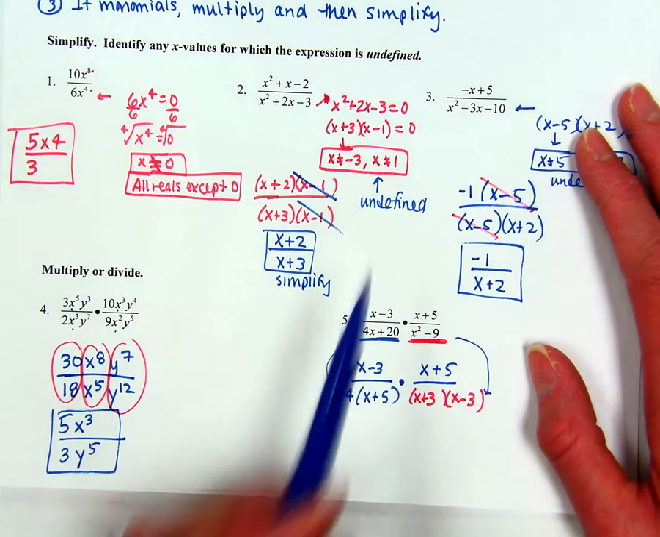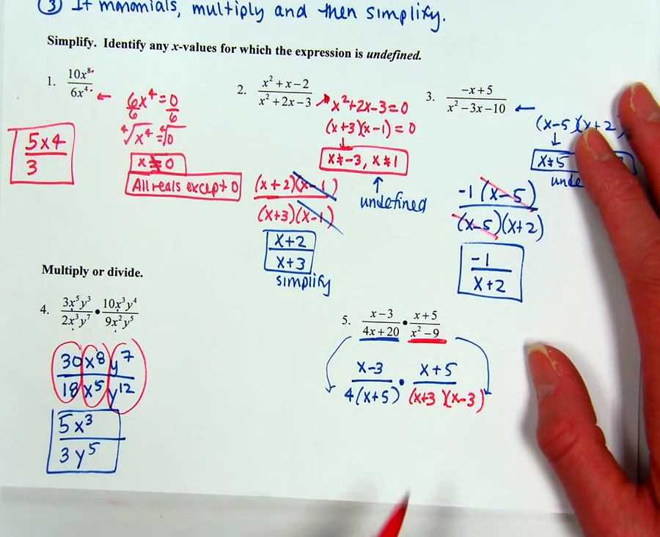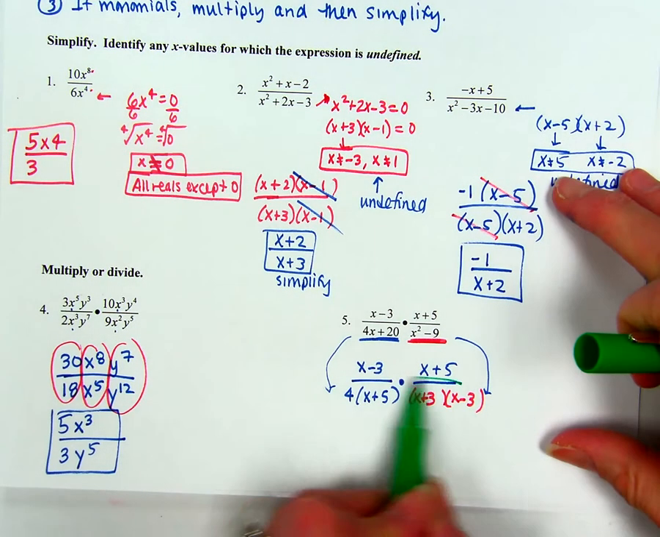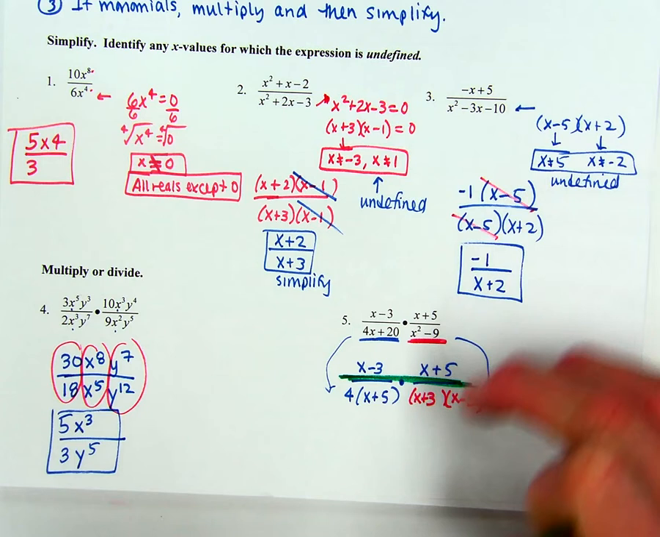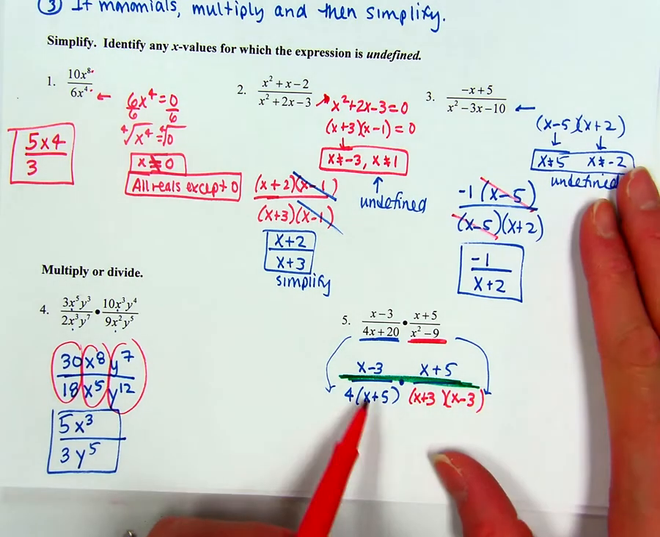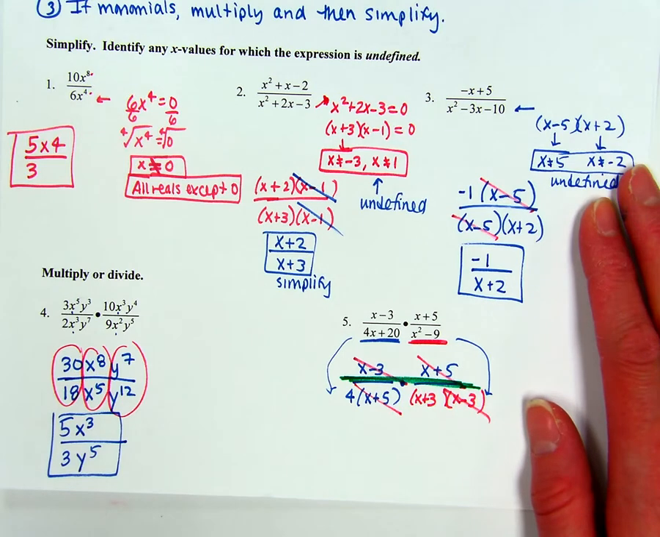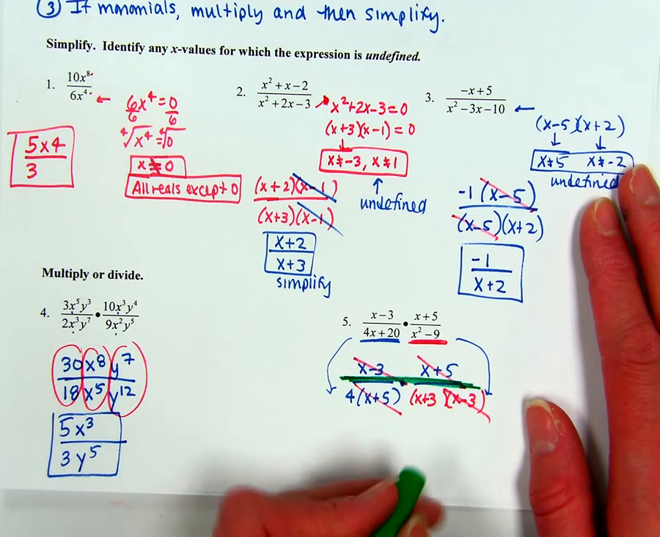All right, so now we're just going to look for common factors. Anything on the top can cancel out with anything on the bottom. So look at this as one big division sign. X plus 5 is the same on the top and the bottom. X minus 3 is the same on the top and the bottom. So then just rewrite whatever's left over.